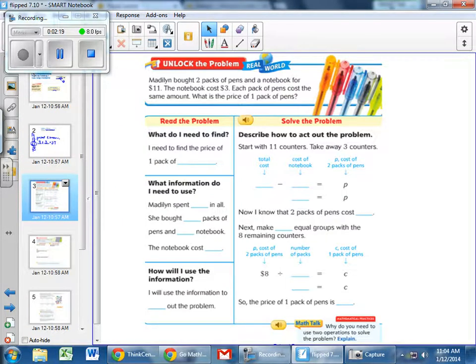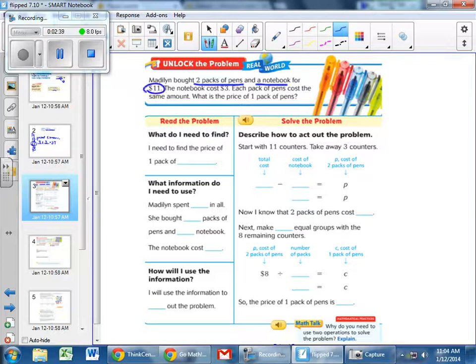Diving into our math books for this lesson, you need to be on page 291. And remember that your book should look like mine when we're done. Madeline bought 2 packs of pins and a notebook for $11. The notebook cost $3. Each pack of pins cost the same amount. They didn't tell us how much. What is the price of 1 pack of pins?